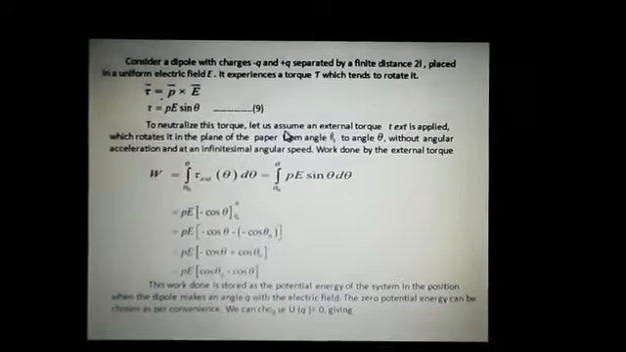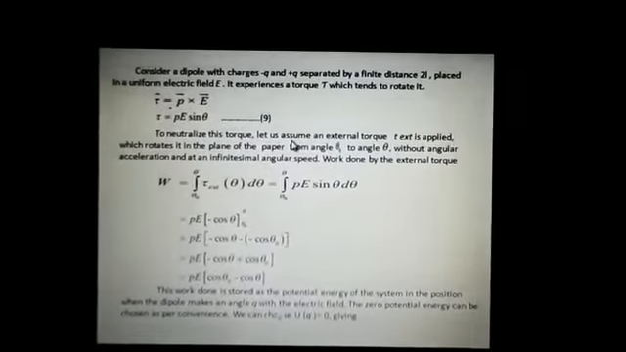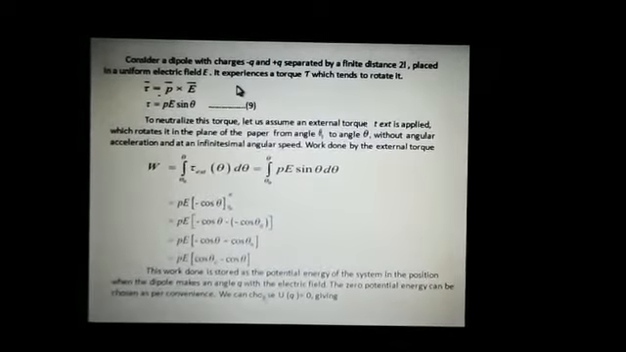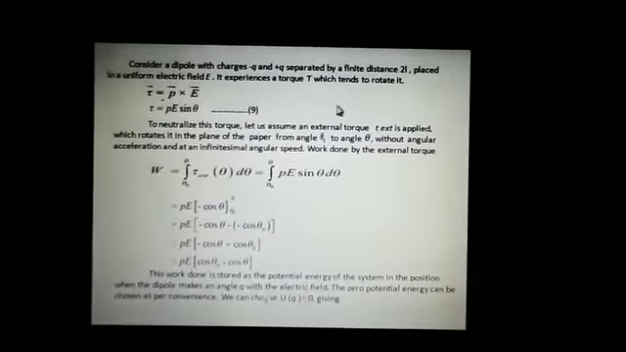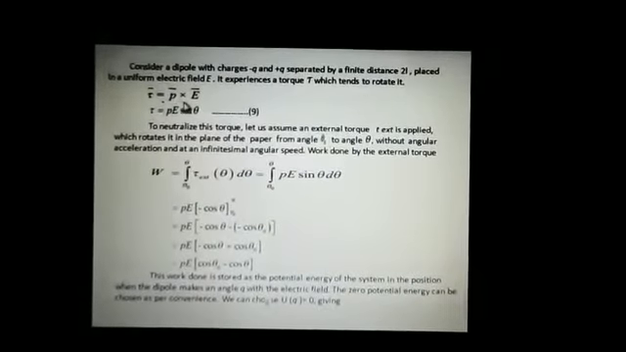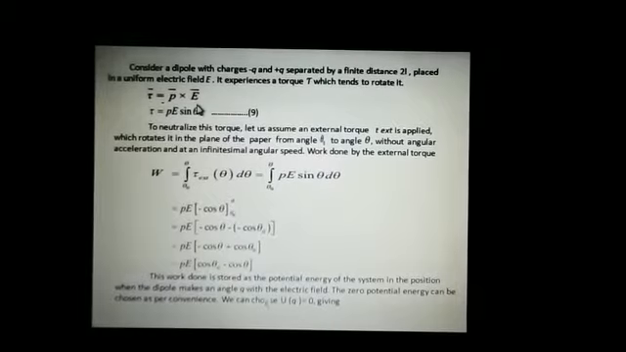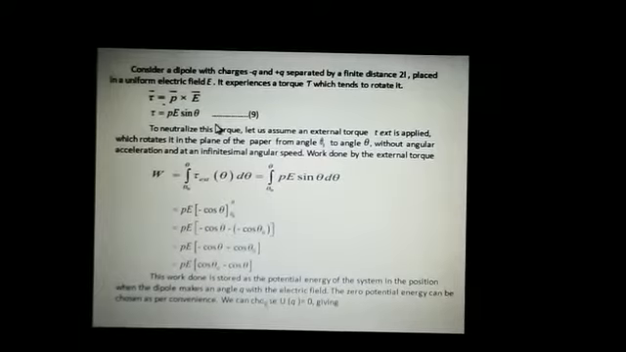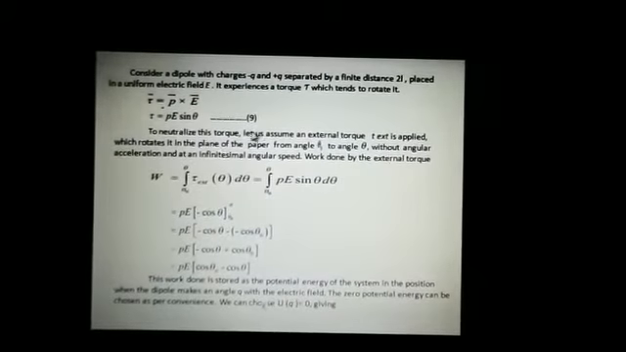Now to calculate the work done, we consider these two charges Q1 and Q2 separated by a distance 2L. They are placed in an electric field E. It experiences the torque tau, which tends to rotate it. That tau is equal to P cross E, from which we write P E sin theta. Call this equation number 9.